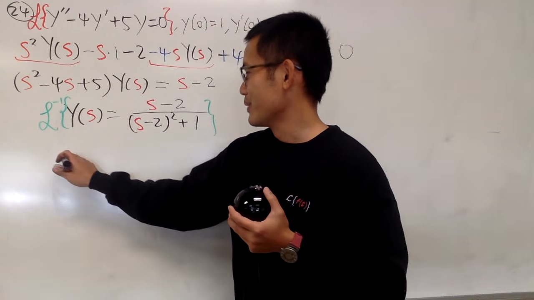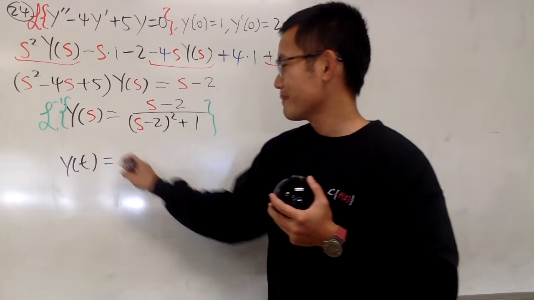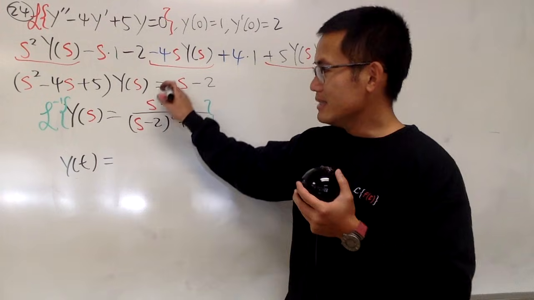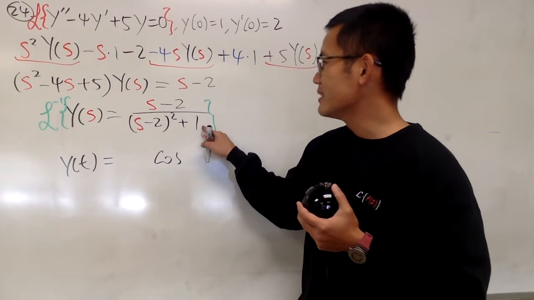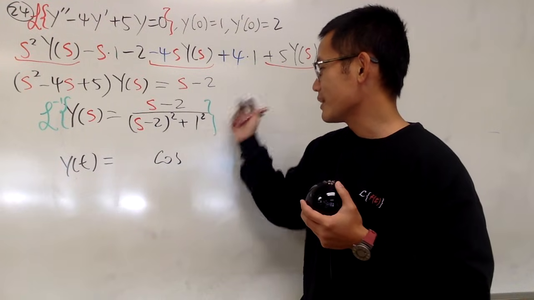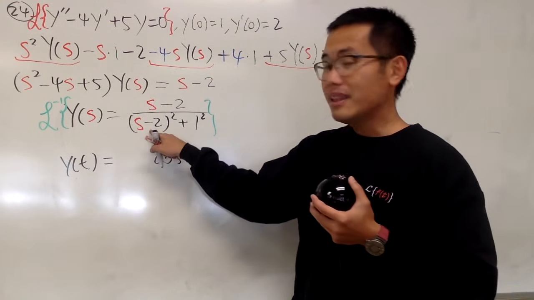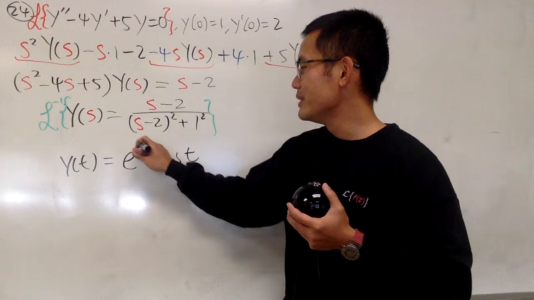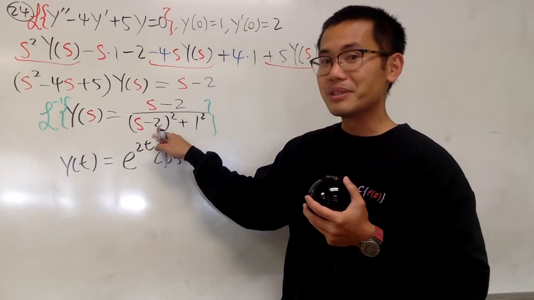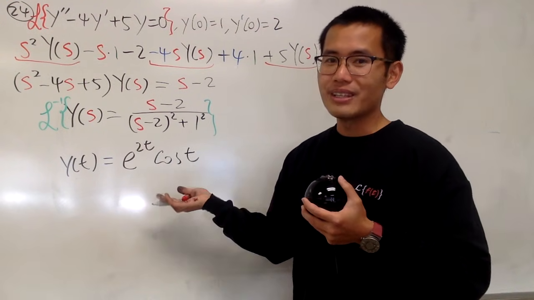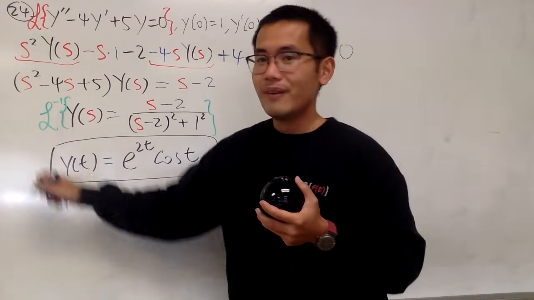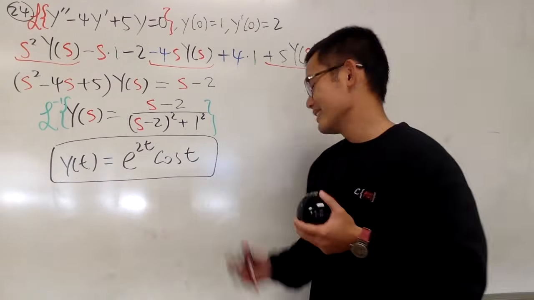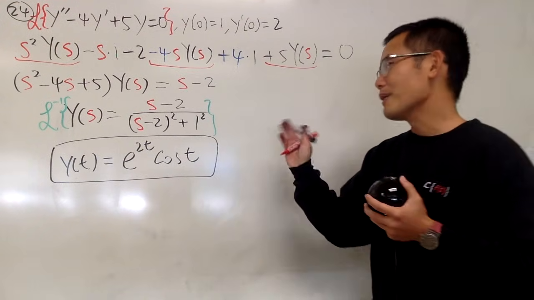So let me just tell you y of t. This is the one with s, so you get the cosine version. This is 1 squared, so this is just 1. So just cosine t. And you multiply by e to the a, which is 2, so it's e to the 2t times cosine t, and we are done. Whew. This is the answer at the end. That's it.